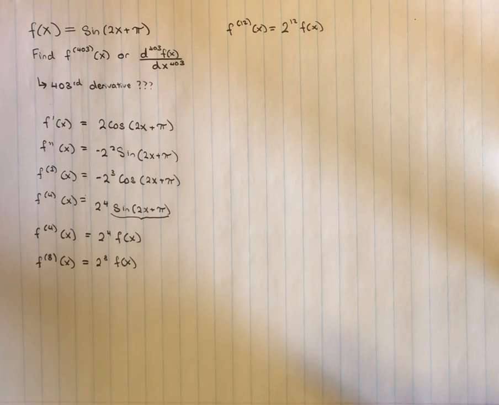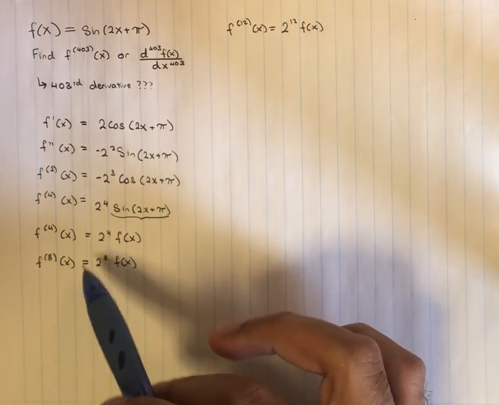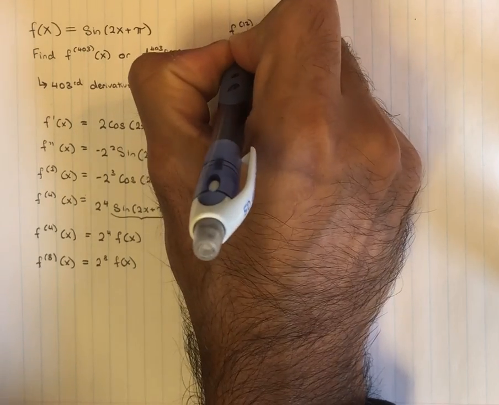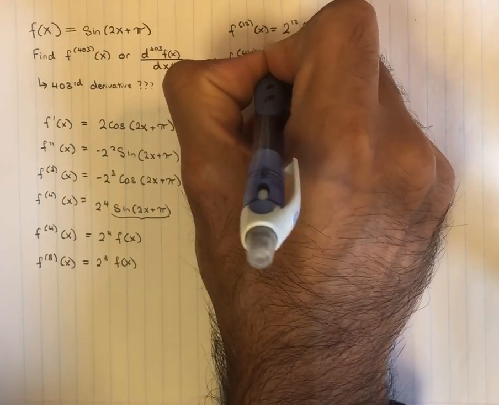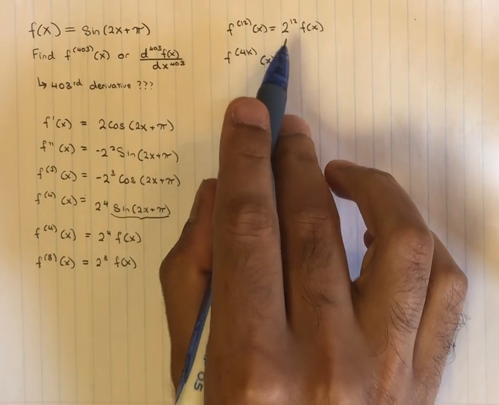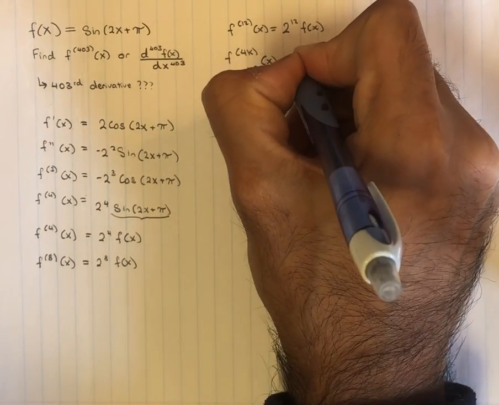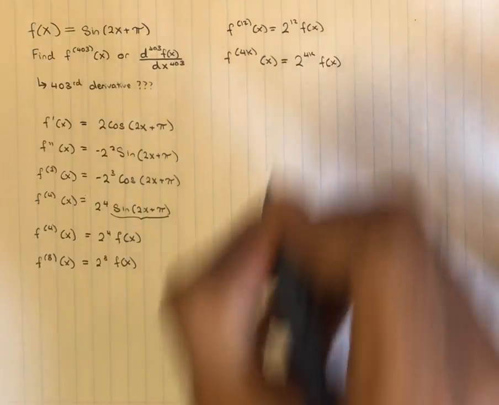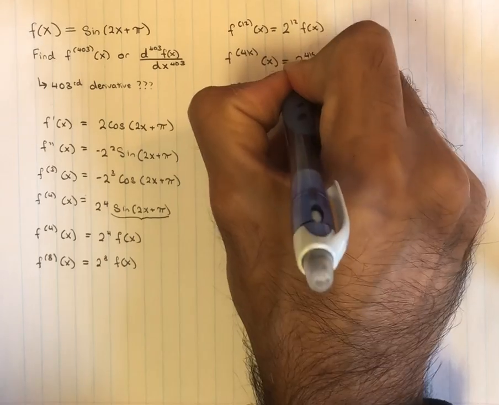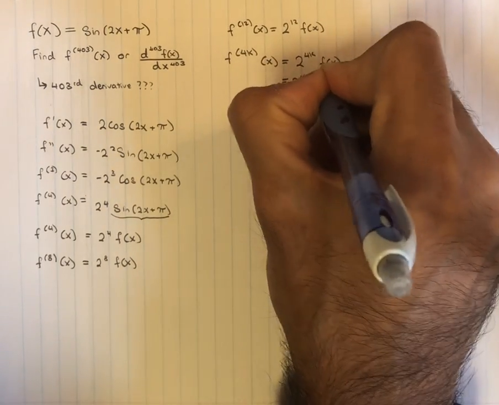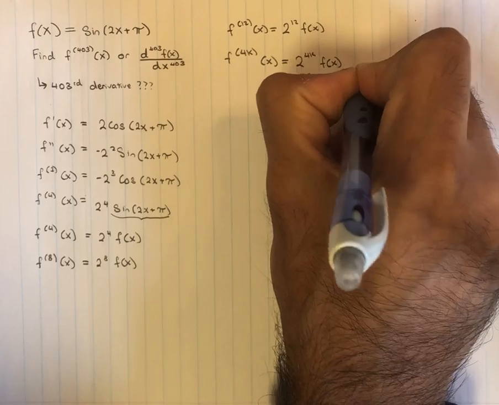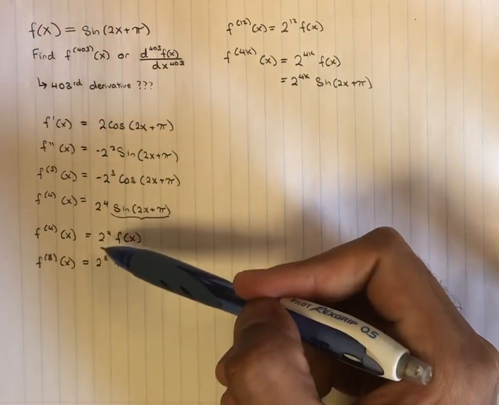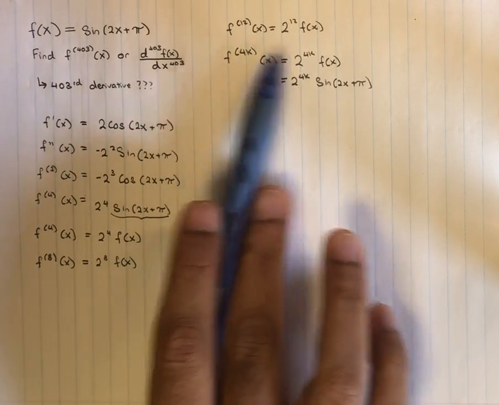So just looking at this now, I see that we're multiplying by 2 to the 4 every time. So we could do f of 4k equals 2 to the power of 4k times f of x, which is also equal to 2 to the power of 4k times sine of 2x plus pi. So this jump was really just continuously doing this and trying to guess what the pattern is.